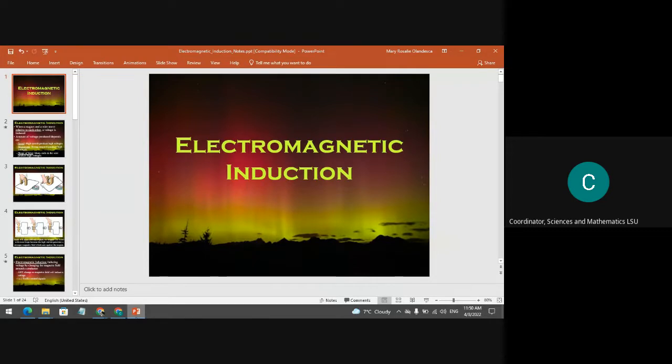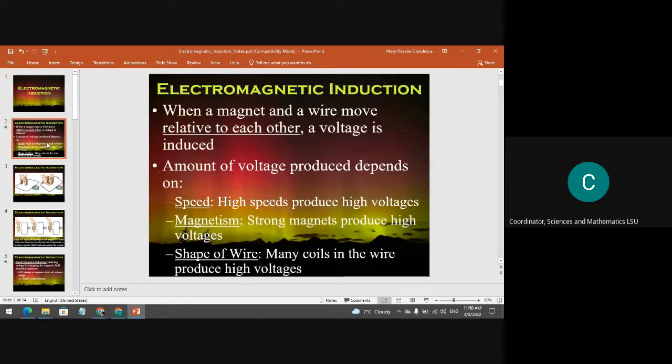Okay, so this is what electromagnetic induction is. To begin with, when a magnet and a wire move relative to each other, a voltage is induced. We had talked about the charging that we had previously discussed during the prelim. There we also discussed induction, charging through induction. When we say induce, it is being somewhat forced.